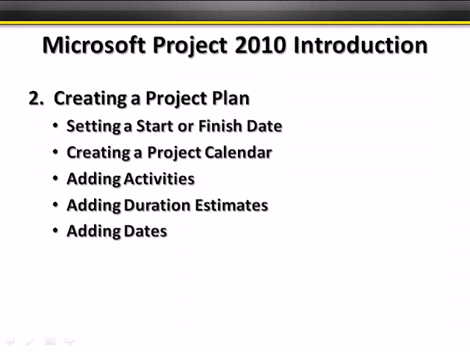Setting up your project plan correctly right from the very beginning is probably one of the more important things that you can do. Making sure that Project knows when the start or finish date is, how to create a project calendar and set that calendar up so Project knows the difference between working and non-working days, adding activities to the Gantt chart, duration estimates, and dates. And we're going to be using both manual and automatic scheduling here so that you can see the difference. This lesson is about getting your project plan created and set up correctly.